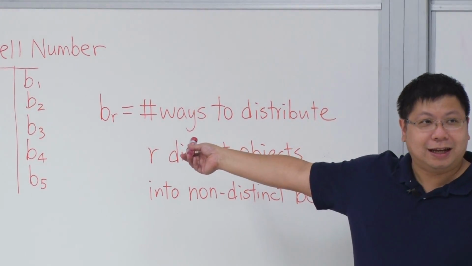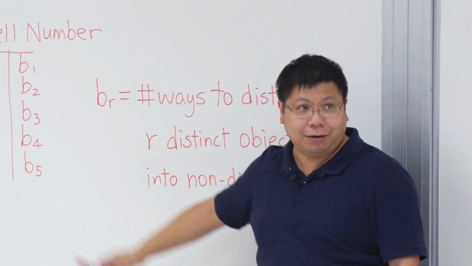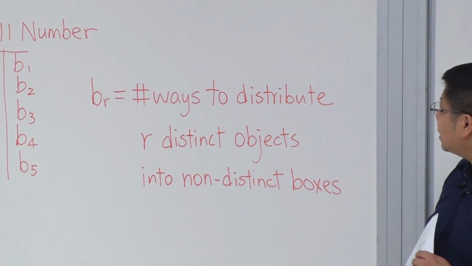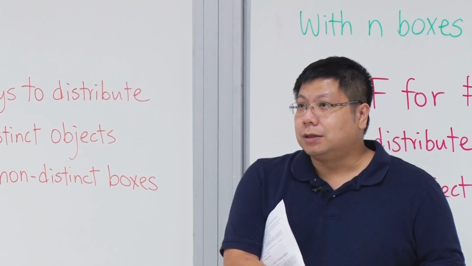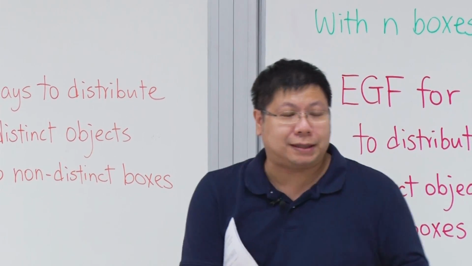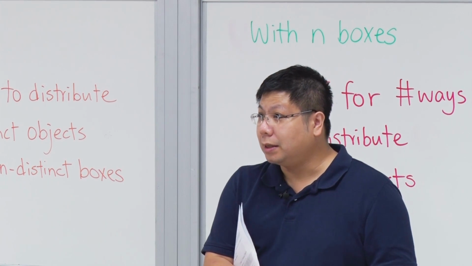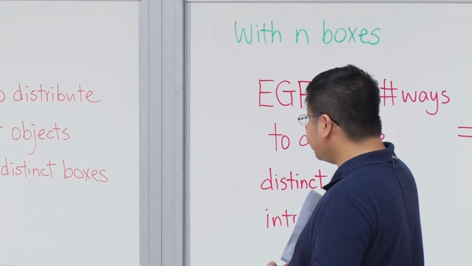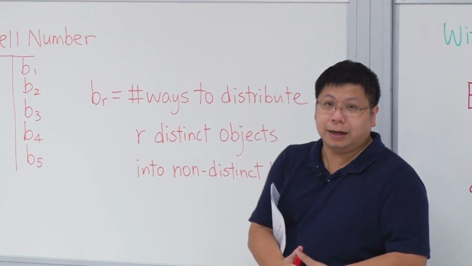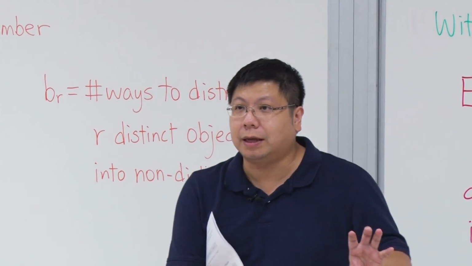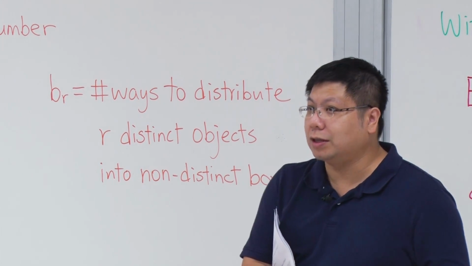Today, let me define a new number, a new calculation. Let me define something called B(r). B(r) counts the number of ways to distribute our objects into non-distinct boxes. So we don't specify how many boxes you can use. You can use 1, you can use 2, you can use 3. Of course, we don't specify the number of boxes, but we do specify that each box should not be empty.